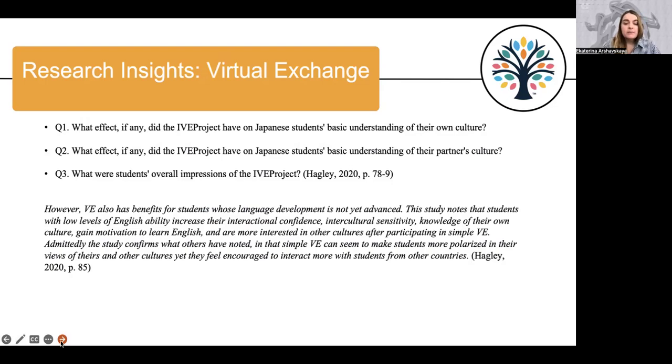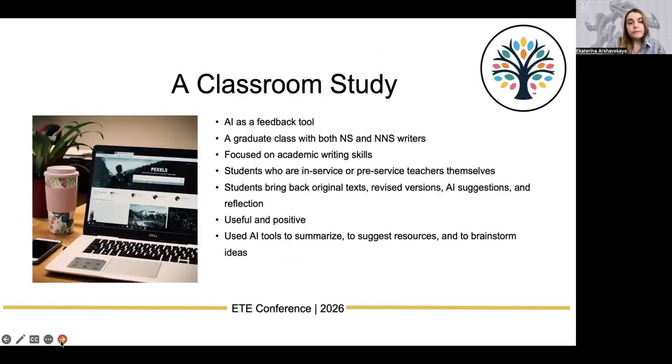But at the same time, they felt motivated and interested to continue interactions with people from other countries. And now what I did with AI, I used it as a feedback tool. It was a graduate class with both native speaking and non-native English writers. The course was focused on academic writing skills, and the students themselves were either in-service or pre-service teachers.